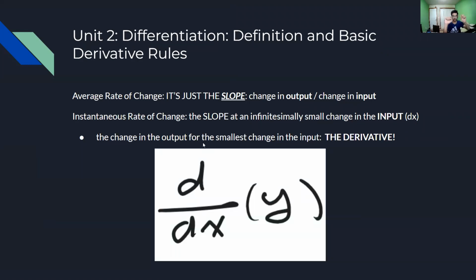But then what if we bring those 2 points together so close to each other that it almost becomes 1 point? That's where we get the idea of the instantaneous rate of change, which is the slope at an infinitesimally small change in input, or what we call dx. Think of dx as a change of x that's super, super tiny, right? So over here, we have the change in output for the smallest change in input, which is the derivative. Right over here, we see this picture. So this is d dx of y. So it's dy, the smallest possible change of y, over the smallest possible change of x. So let's say in the smallest possible change of x, y is changing 4. That's what the derivative is trying to say.